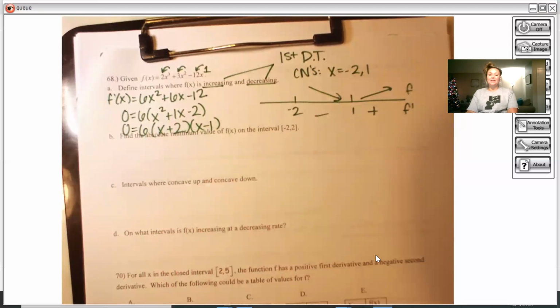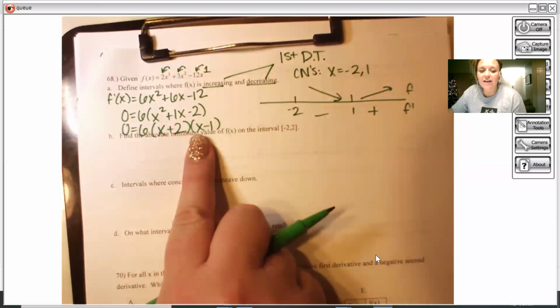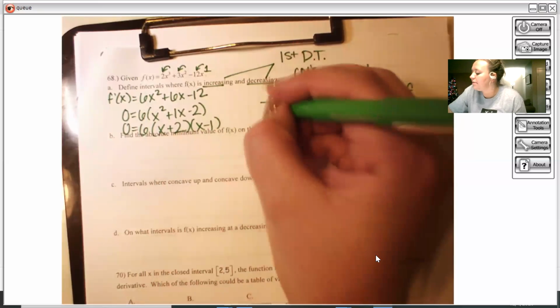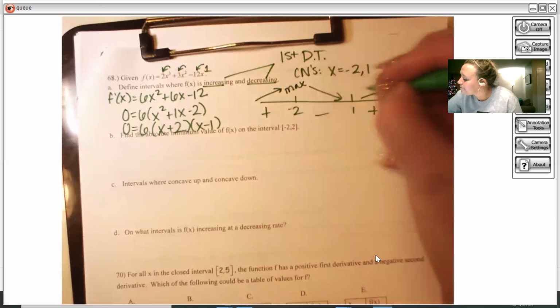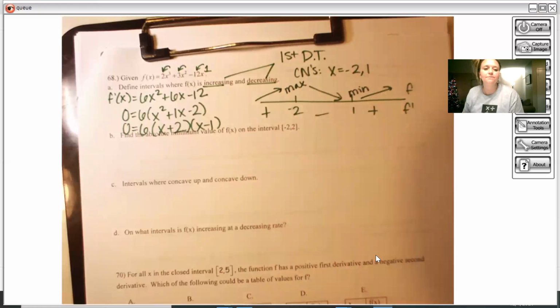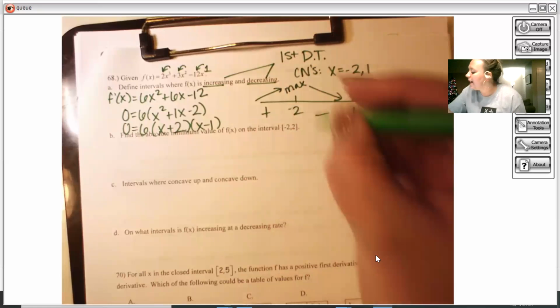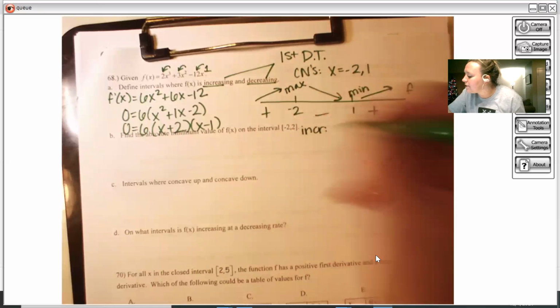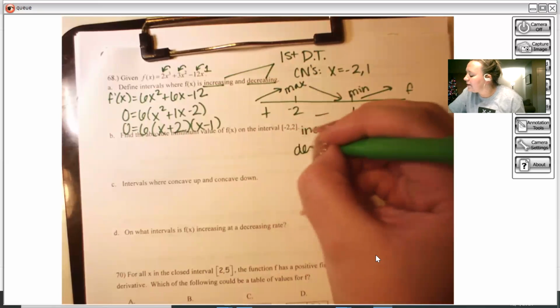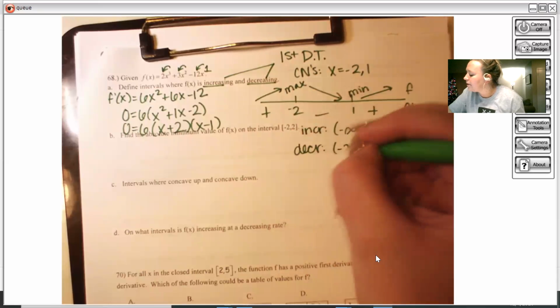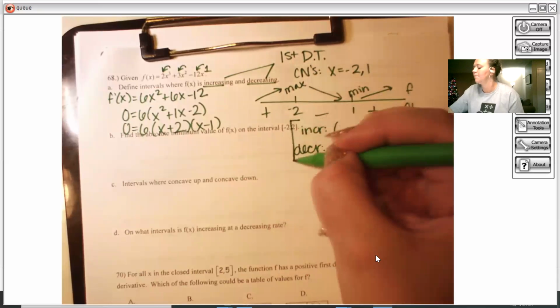Before -2, let's say we pick -3. Negative, negative, multiply two negatives, get a positive. Which means that I have a max at -2 and a min at 1. So my question specifically is asking, where's my function increasing and decreasing? I would say I'm increasing on the intervals from -∞ to -2 and then 1 to infinity. I'm decreasing on the interval from -2 to 1.